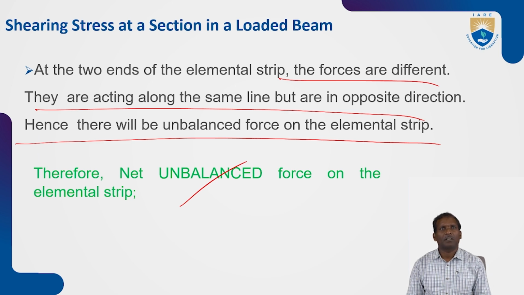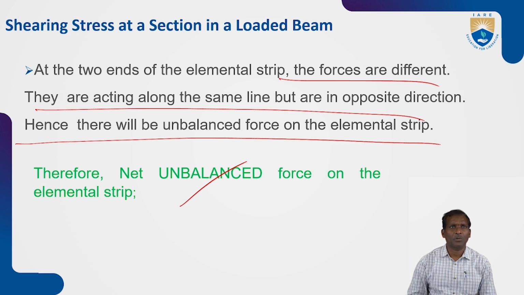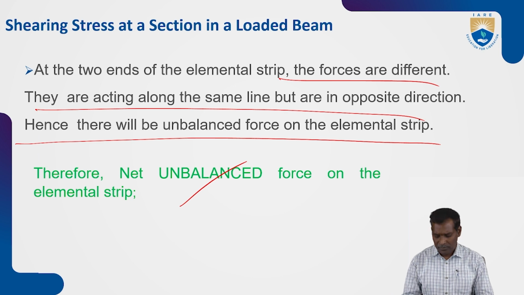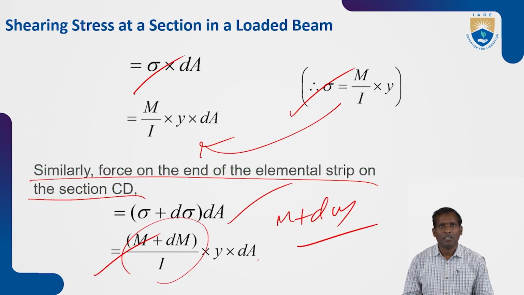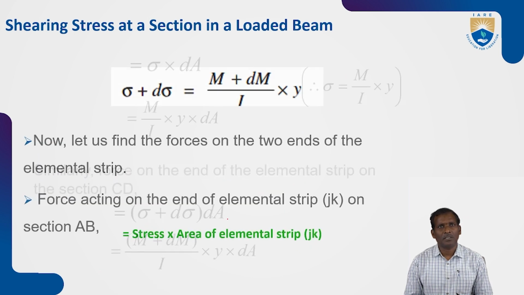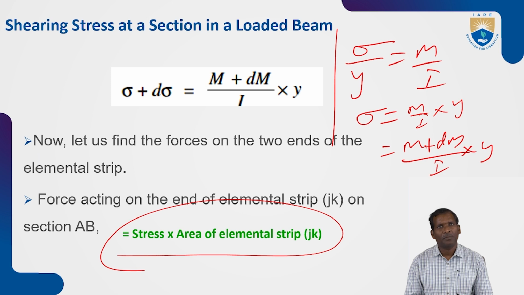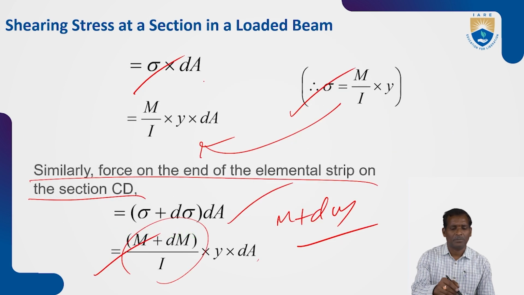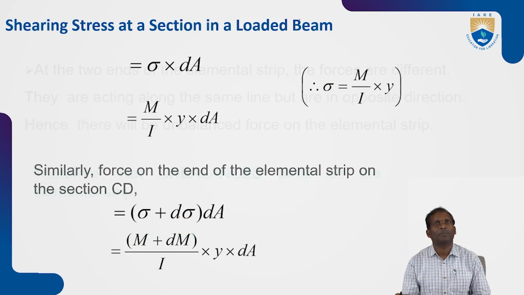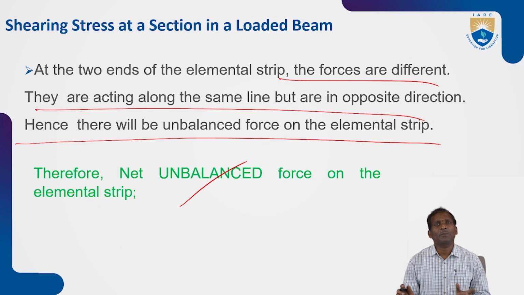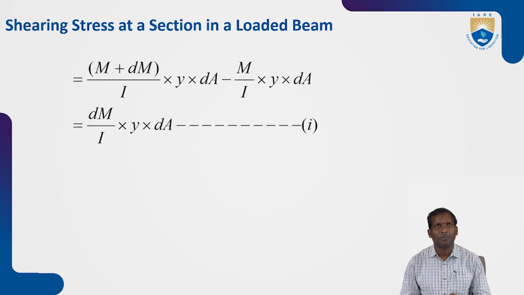So at the two ends of the elemental strip, the forces are different. The force on the end of the elemental strip CD is sigma plus d sigma into dA, and the force on the AB is different. The stress into area of the elemental strip is M by I into y into dA. So they are unbalanced. So the net unbalanced force on the elemental strip.